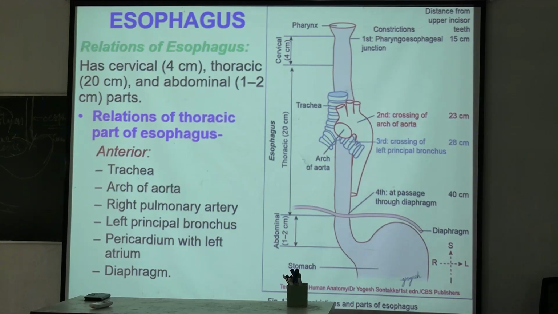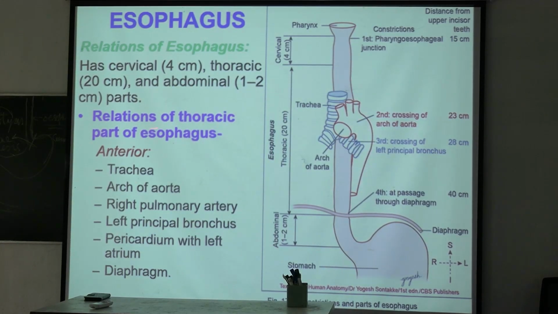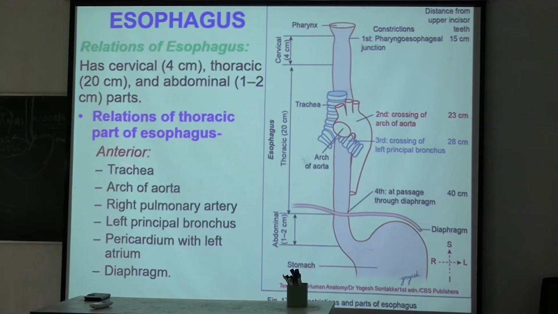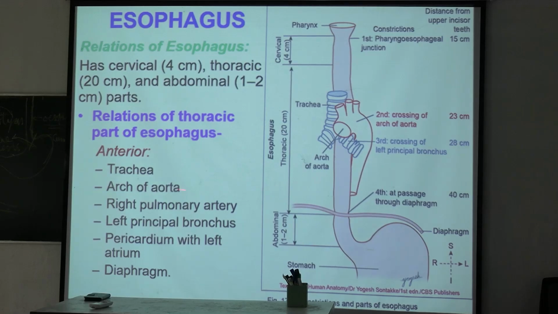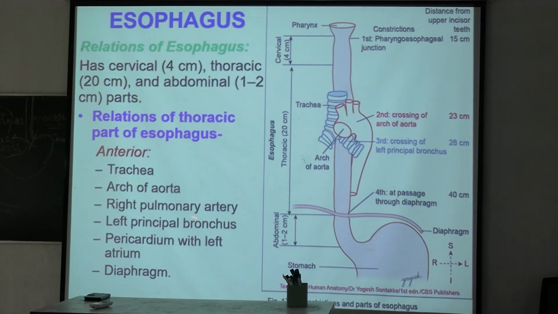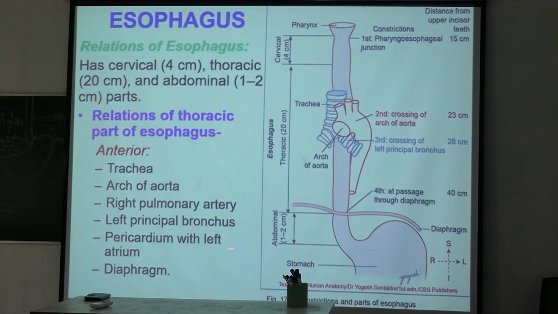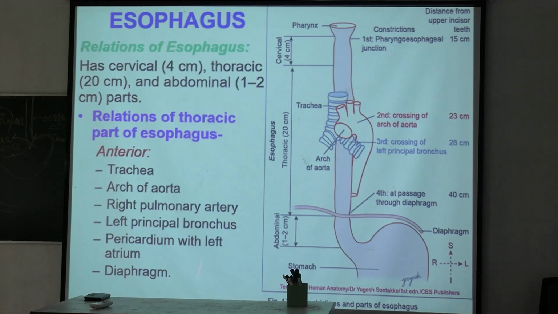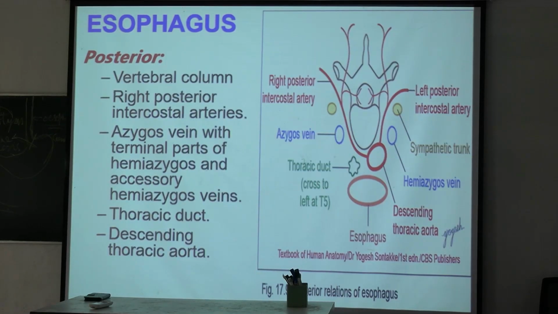Next, relations of the thoracic part of the esophagus. This you have seen in the picture. Cervical part is 4 centimeters, thoracic is 20 centimeters, abdominal part is 1 to 2 centimeters. Anterior to the thoracic part lies the trachea, arch of aorta, right pulmonary artery, left principal bronchus, pericardium with left atrium, and the diaphragm. These are lying in anterior relation to the thoracic part of the esophagus.